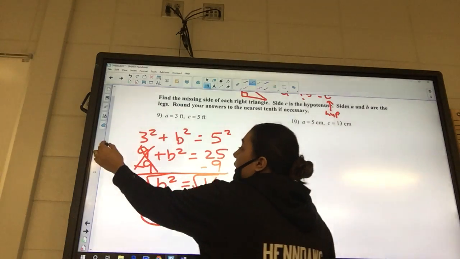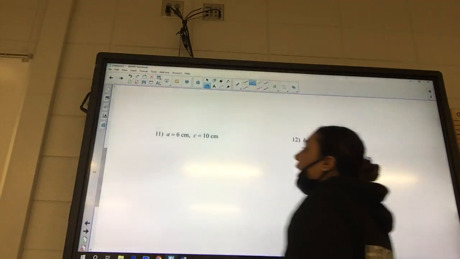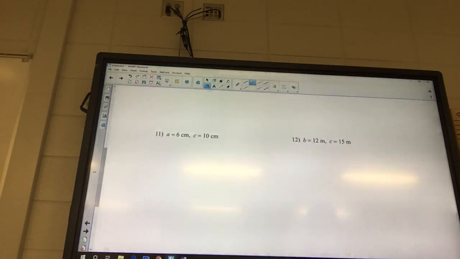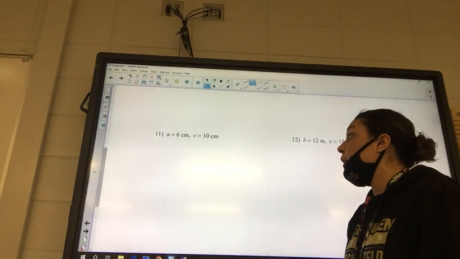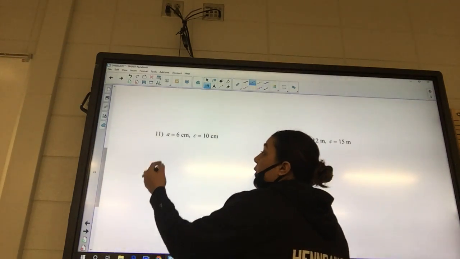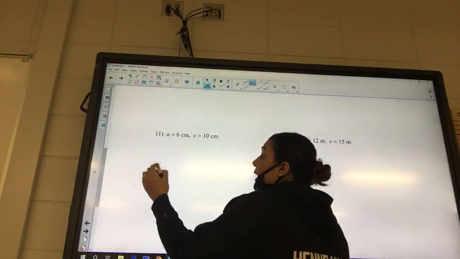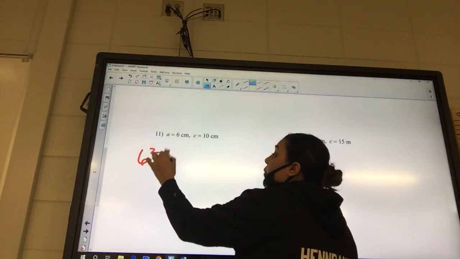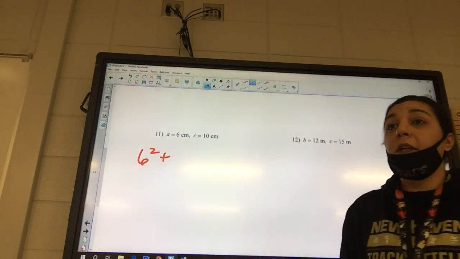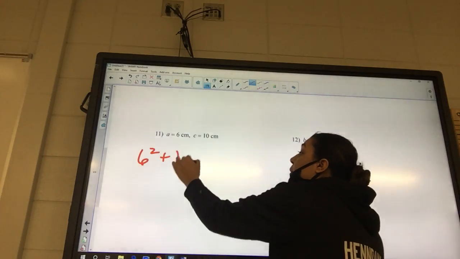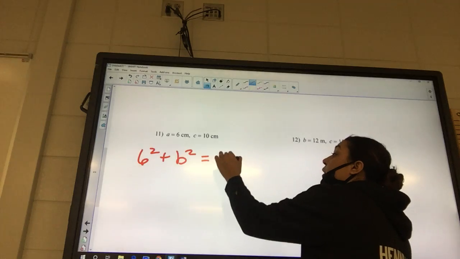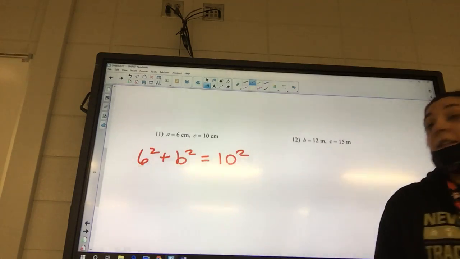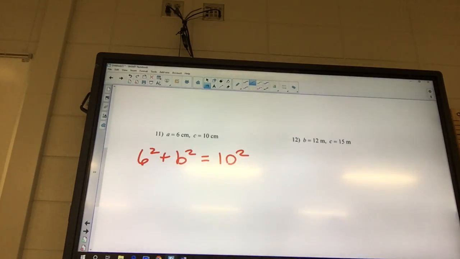Okay, so let's look at the next one. It says A equals 6, C equals 10. So which one are we going to be finding? B, right? We're going to be finding B. So we can set this up. We do A squared, which is, what's A? 6. So it's going to be 6 squared plus B squared. Do we know our B? Nope, so it's going to be B squared equals C squared, which is 10, so 10 squared. Okay, so I got 6 squared plus B squared equals 10 squared.